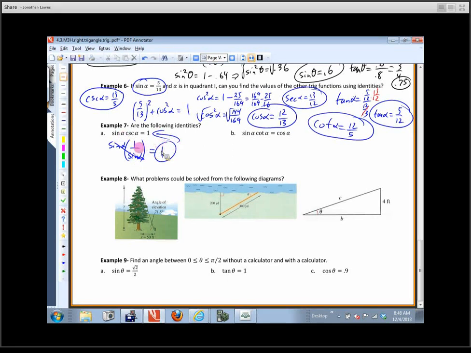So does this side equal that side? Yes, it does. So the answer there is a yes. Okay? That is an identity. If you take the sine of an angle and multiply it by the cosecant of an angle, you always end up with a 1.